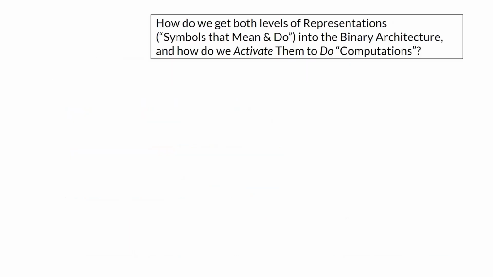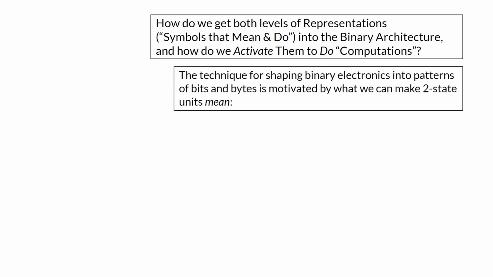Okay, how do we get both levels of representations, that's the symbols that mean and do, into the binary architecture? And then how do we activate them to do computations? Well, the technique for shaping binary electronics into patterns of bits and bytes is motivated by what we can make two-state units mean.